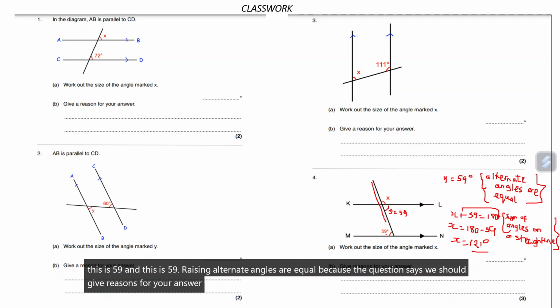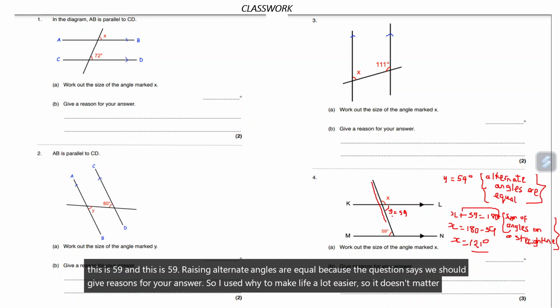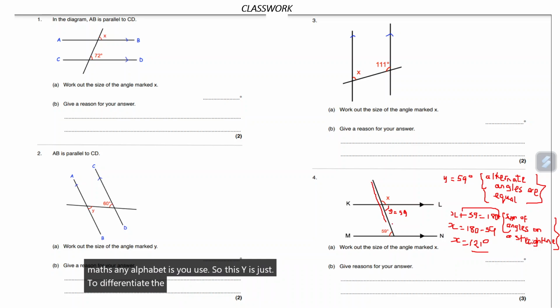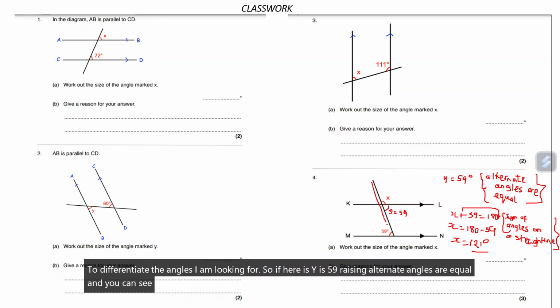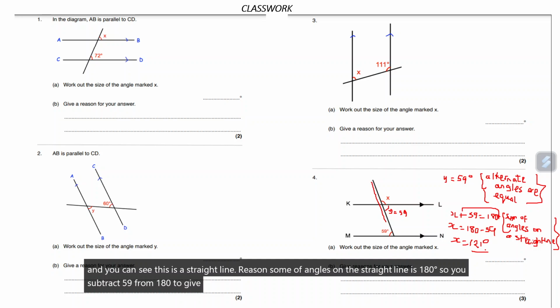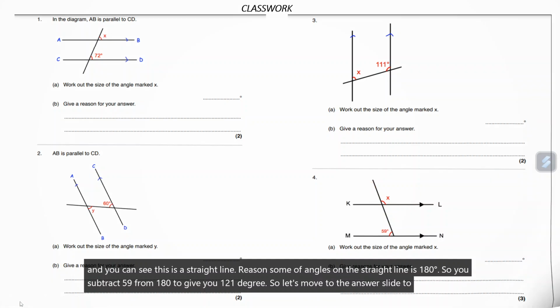So I used y to make life a lot easier. It doesn't matter in maths which alphabet you use. This y is just to differentiate the angles I am looking for. So if y is 59, reason: alternate angles are equal. And you can see this is a straight line. Reason: sum of angles on a straight line is 180 degrees. So you subtract 59 from 180 to give you 121 degrees. So let's move to the answer slide to cross-check our answer.